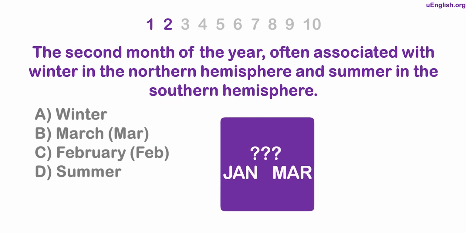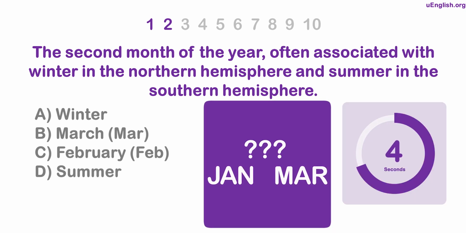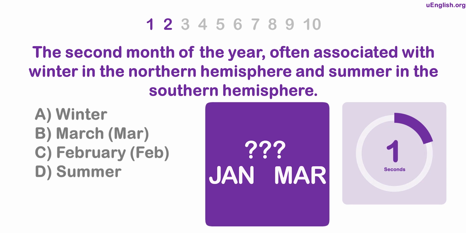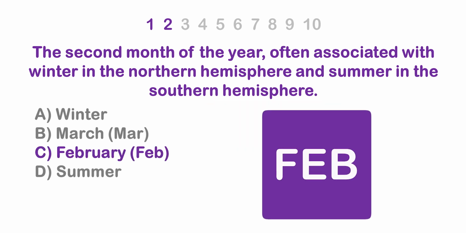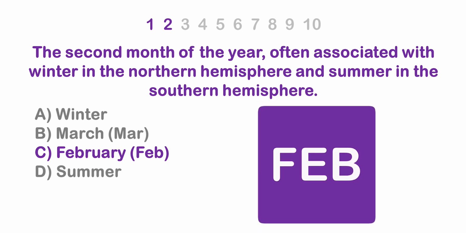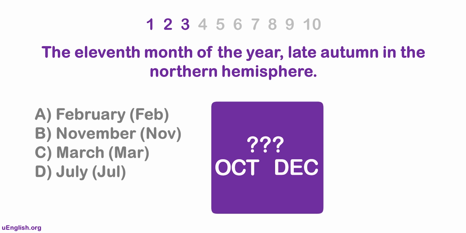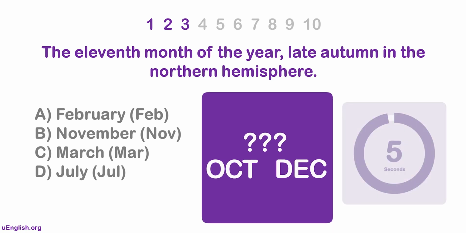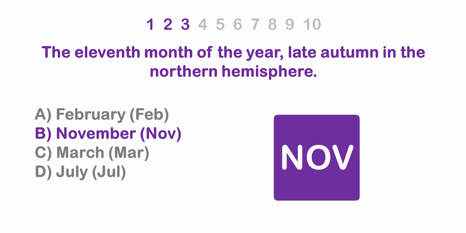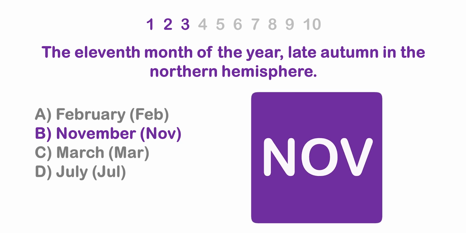The second month of the year, often associated with winter in the Northern Hemisphere. Obviously, it's February. February is the second month of the year, often associated with winter in the Northern Hemisphere. The 11th month of the year, late autumn in the Northern Hemisphere. It's definitely November. November is the 11th month of the year, late autumn in the Northern Hemisphere.